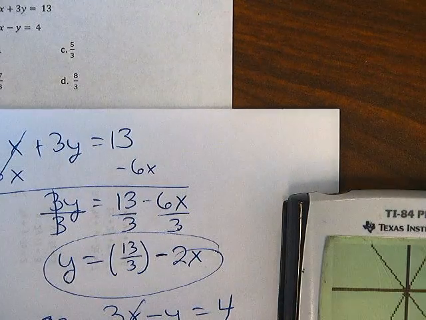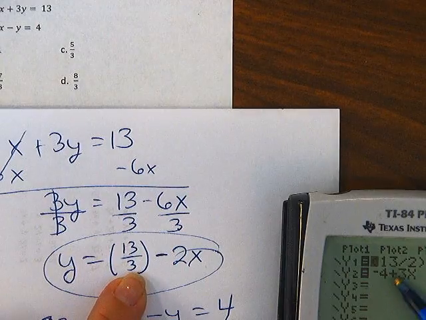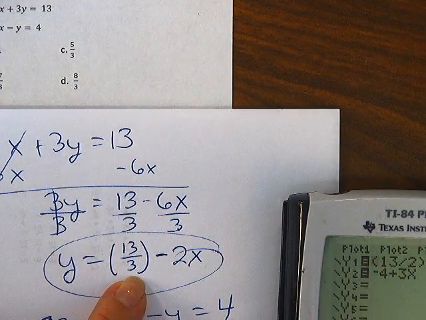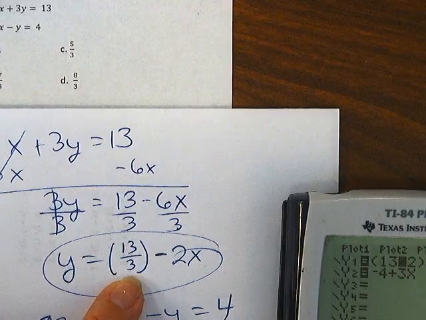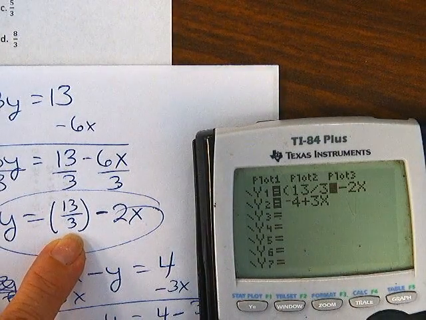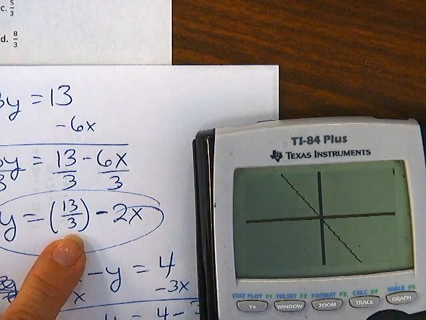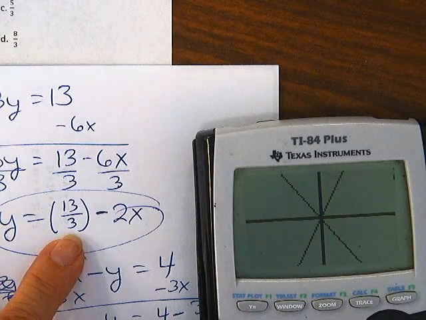And let's just double check that everything is entered correctly. We have, it wasn't 13 halves, it was 13 thirds. This will probably happen to you once or twice too. So we go back, modify that, and let's graph it again. It's never good when you get an answer that's not listed.